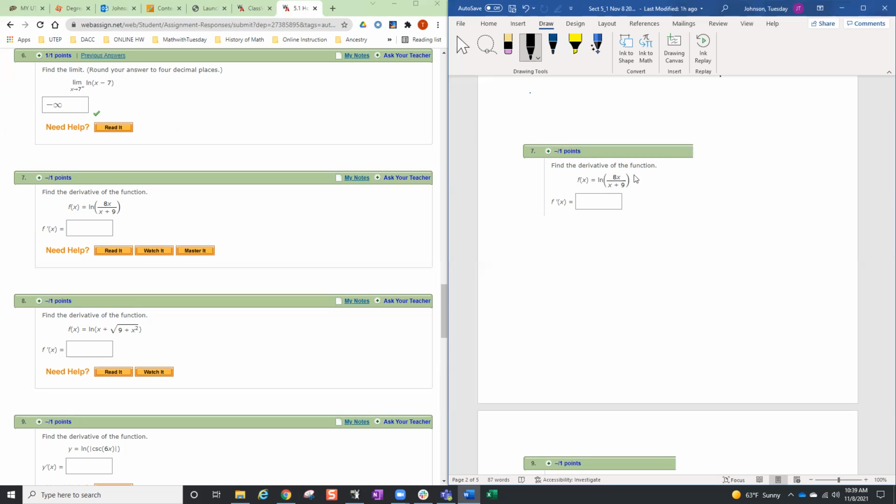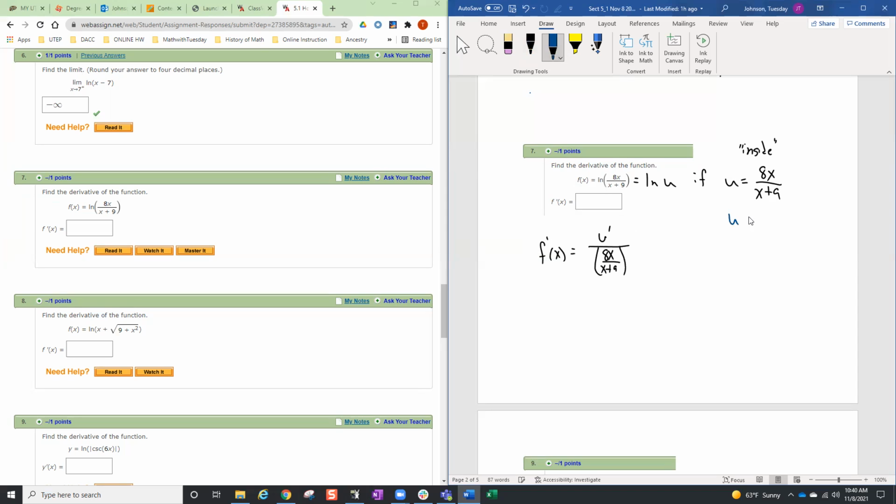Okay. Find the derivative of the function. This is the natural log of u, if u is 8x over x plus 9, right? This is our inside. Throw a dot over there. So we know the derivative is the derivative of u over u. So let's find what this derivative is.